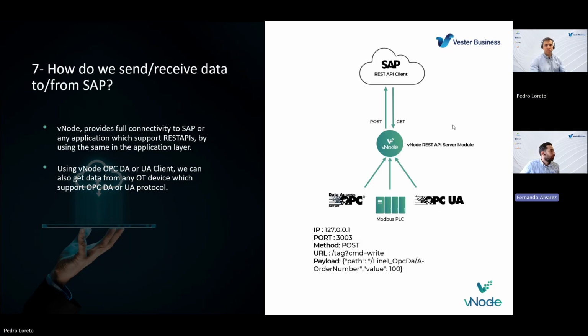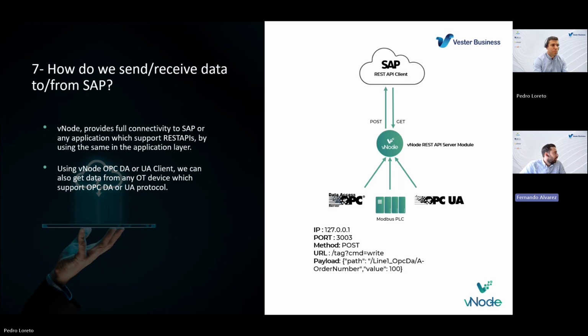Pedro, thank you very much for the demo. One important thing is that with vNode you can have trial licenses, right? So this type of communication can be tested with a trial license. You don't need to buy the software first and then see if you can establish the communication with your ERP.